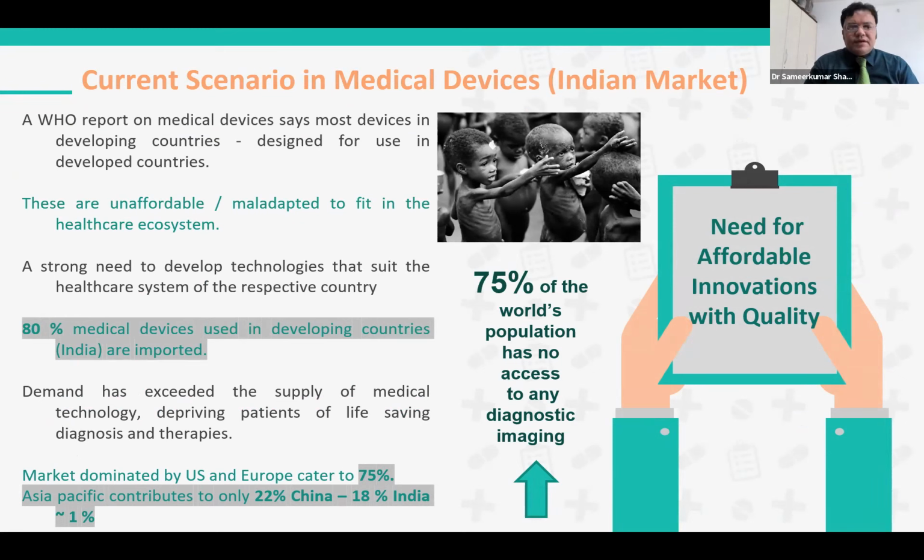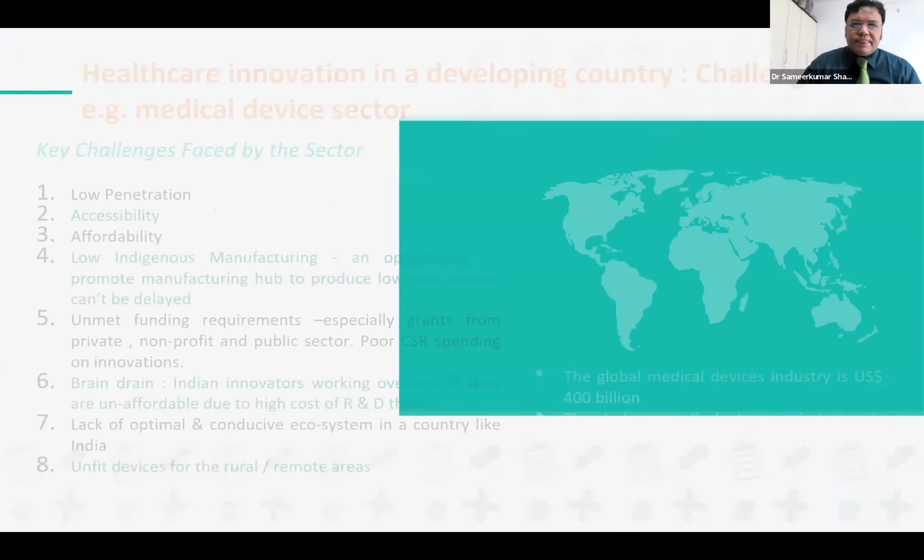The market is dominated by America and Europe, which cater to about 75% of the market share. In Asia, China dominates, which has a market share of 18%, and we have a share of about 1%. So this is the current scenario, where we have to really gear up and do a lot of work in this domain. On the other hand, 75% of the world's population has no access to any diagnostic imaging. For example, they do not know what an X-ray is, what an ultrasound is. If we go to some sub-Saharan underdeveloped countries, this problem is majorly seen.